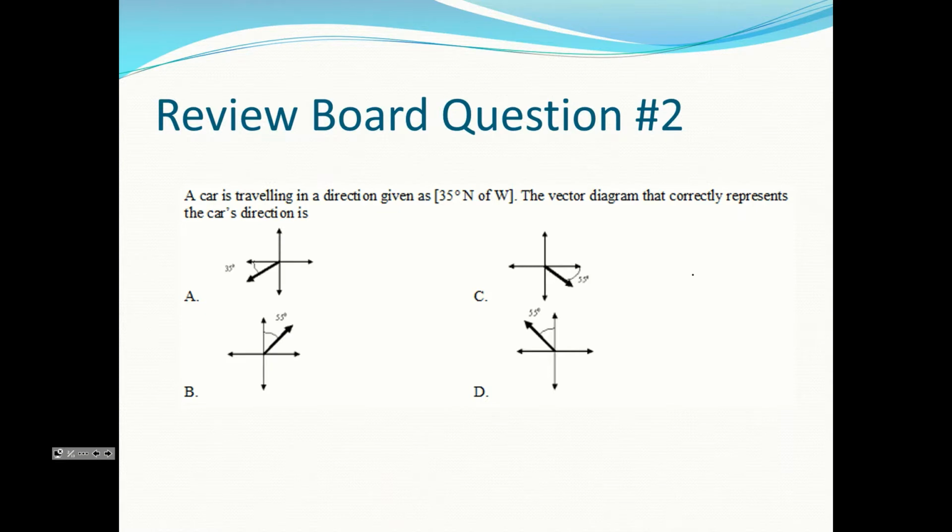Okay, 35 degrees north of west. Northeast, southwest. I'm not going west, but I'm going 35 degrees. It's 35 degrees north of west, which doesn't show up here, but if this is 35, then this is going to be 55, which makes D the correct answer.